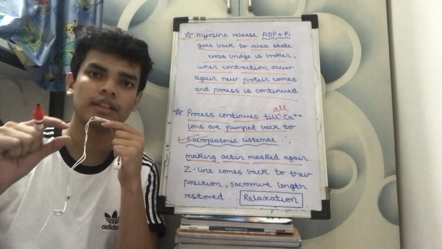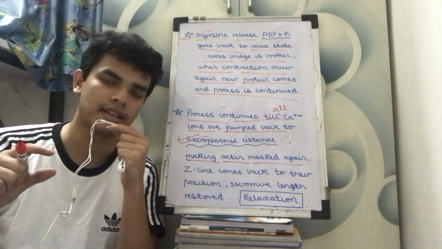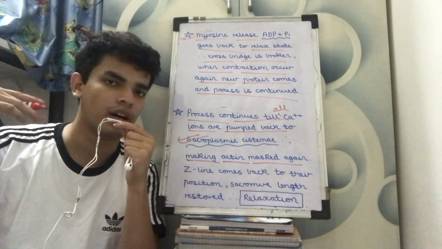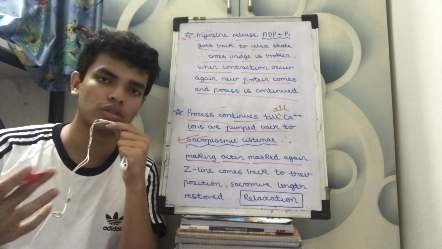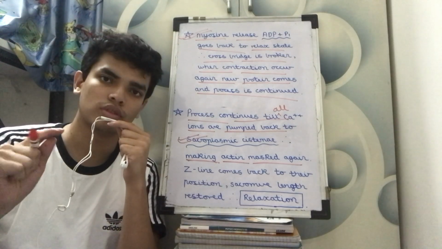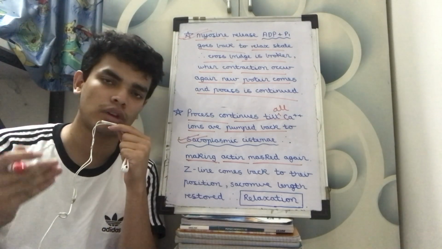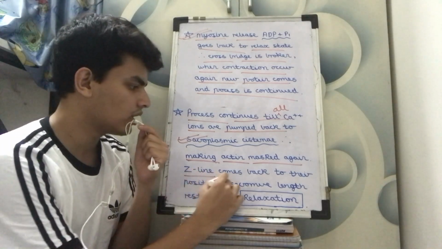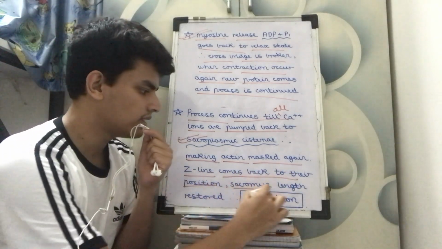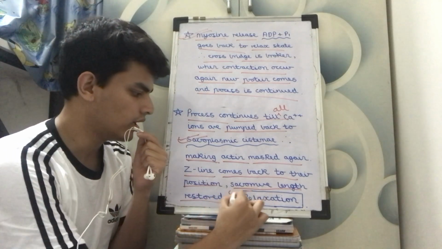Because masking was there, right? Masking was removed by Ca plus ions. So if you send these Ca plus ions back from where they came from, then who will remove the masking now? So the masking cannot be removed. So the actin's masking is gained back. So actin is masked again. Therefore contraction stops. So the Z line comes back to its position. Sarcomere length is restored. Therefore relaxation.